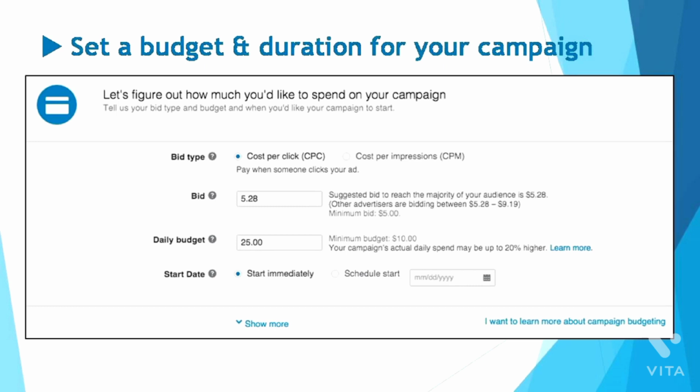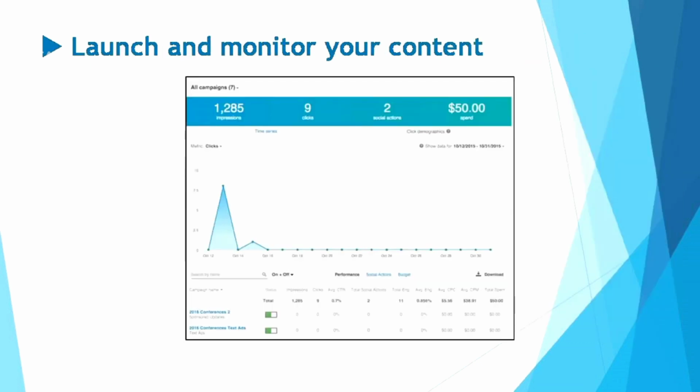Then lastly, you have to set a budget and duration for your campaign. You're allowed to select one of two different bid types: CPC, which stands for pay when someone clicks on your ad, or CPM, which stands for pay when someone sees your ad. And from there, the Campaign Manager will suggest a bid and daily budget. You can also customize the start date of the campaign as you like. And you're done. Simply click and launch your campaign.